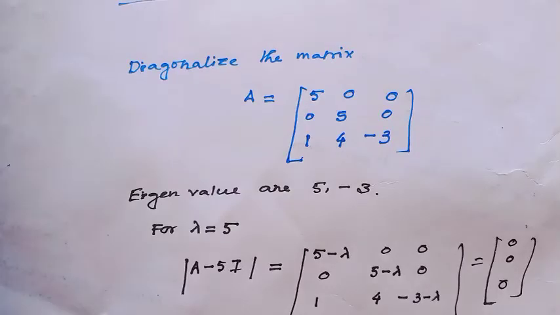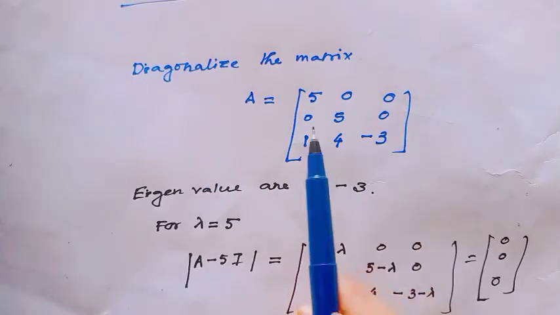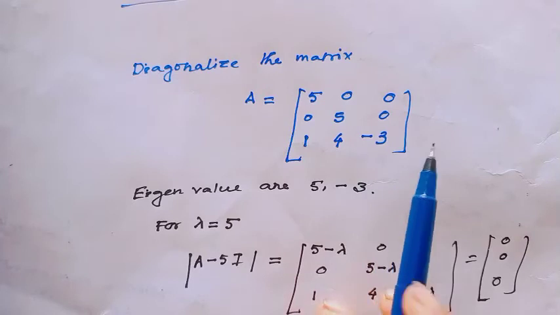As an example, diagonalize the matrix A equal to 5 0 0, 0 5 0, 1 4 minus 3.